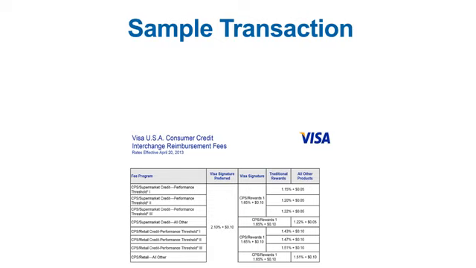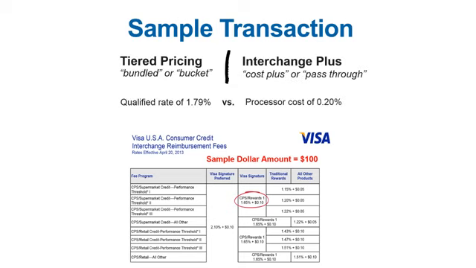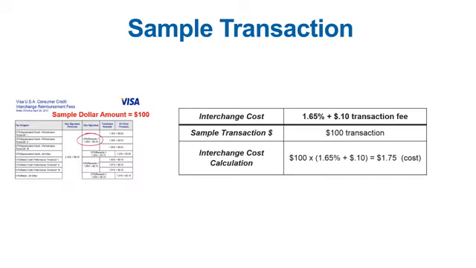Here's a sample transaction. Refer to the Visa interchange chart that we looked at earlier, and let's compare a single transaction at a qualified rate of 1.79% under a tier-based program to an interchange plus pricing program with a processor cost of 20 basis points. Assume the following for the transaction. The interchange cost is 1.65% plus a 10-cent transaction fee, and we'll use a $100 transaction as the sample dollar amount. Given those two variables, we know that the actual cost of the transaction is $1.75.